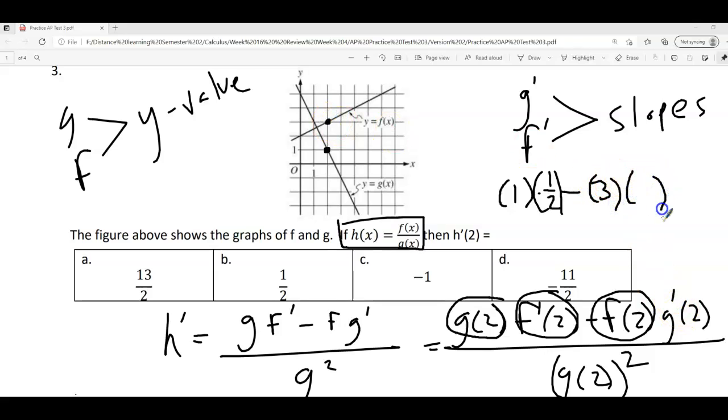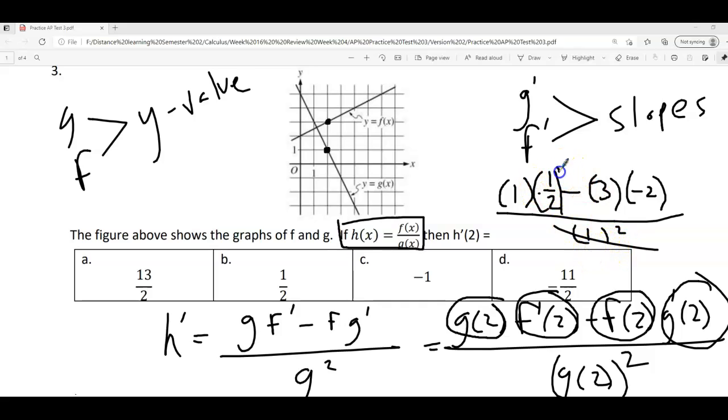G prime of 2, that's the slope of the g function at x equals 2, and that slope is down 2 over 1, so it's a slope of negative 2. And then finally we have g of 2, which we've already found earlier, that was 1, and it's being squared. So we can kind of ignore the bottom since it just equals 1. 1 squared is 1, and when you have a fraction with 1 on the bottom, it doesn't really matter, right?